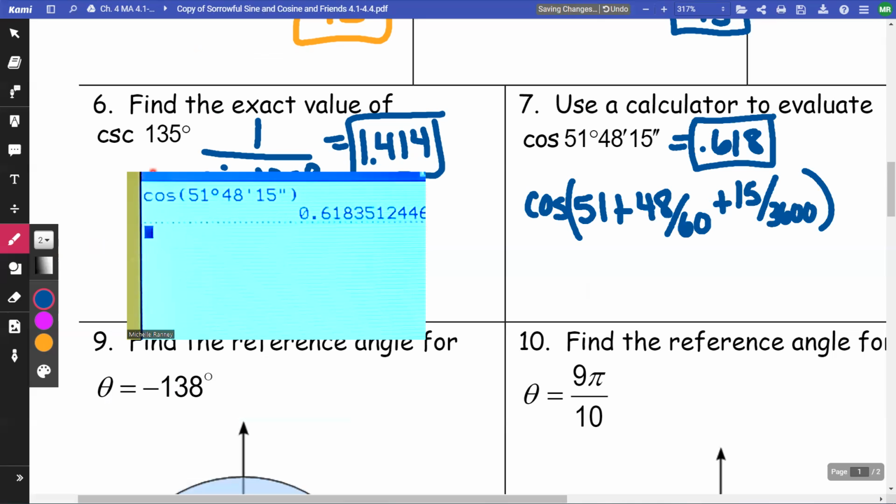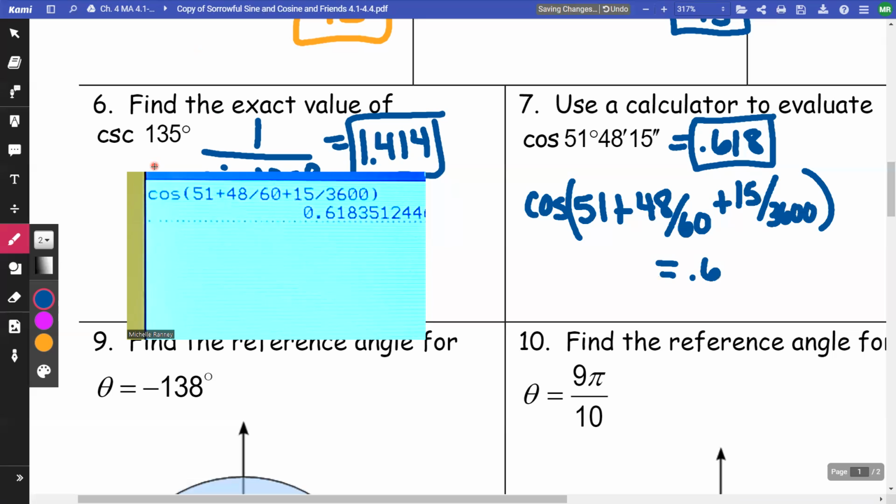Again, I need to make sure my calculator is in degrees. So I'm going to go cosine of 51 plus 48 out of 60 plus 15 out of 3,600. And you see, I got the same thing. I got 0.618.